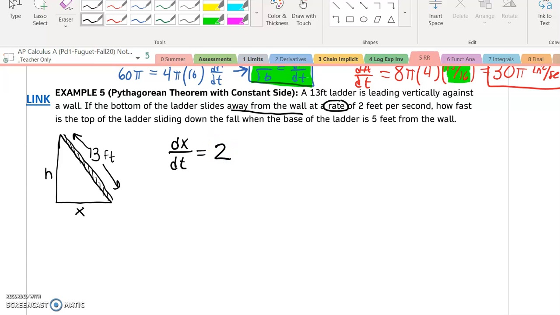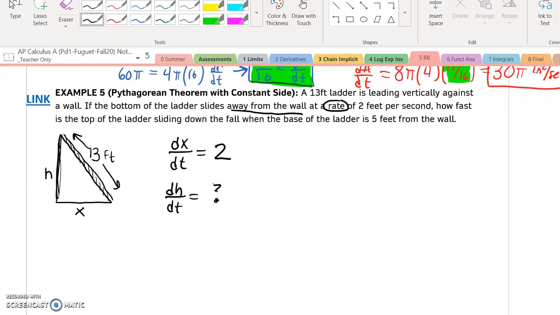Now this should give us a preview because what we're actually going to find here is how fast the top of the ladder, or the height of the ladder, is going to change. So that's going to be this here. Now quick prediction, would this answer be a positive or a negative rate? Since the height is getting smaller as the ladder is getting pulled away, I would assume that this dh/dt should be negative. This is going to be a good error analysis thing for you to check out: if you get a negative answer for dh/dt, then we know that we've probably done this correctly.